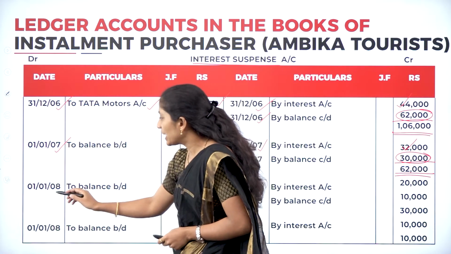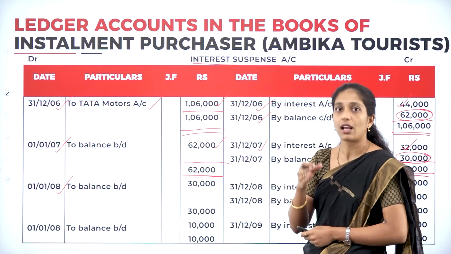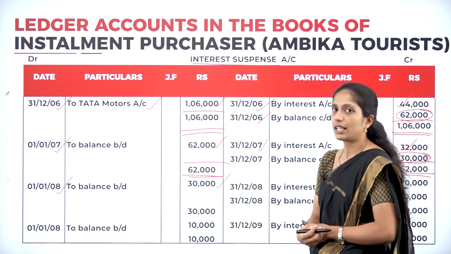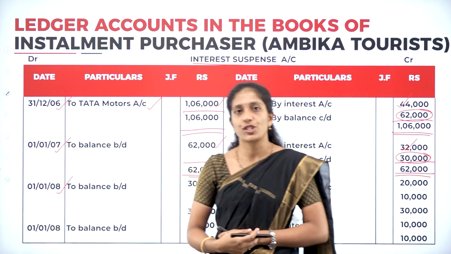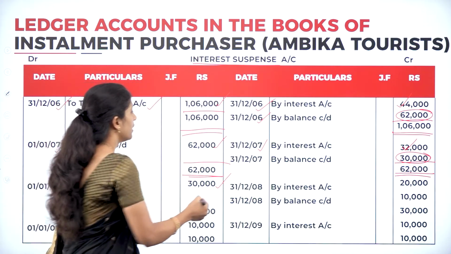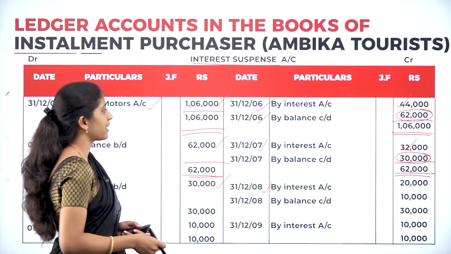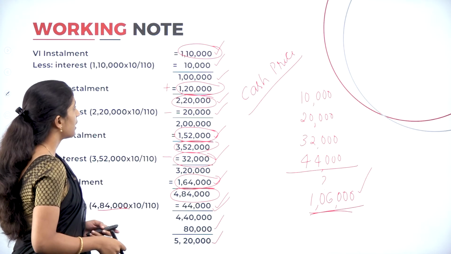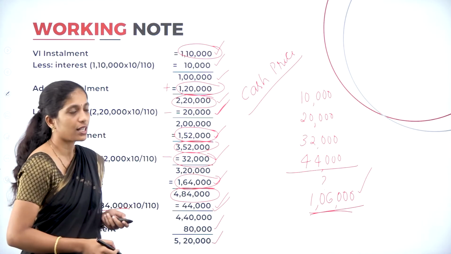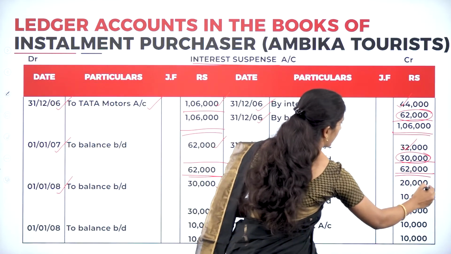Now at the beginning of next year, 1108, to balance brought down. So whatever the amount you have carried down in the previous year has to be brought down. That is 30,000. Next is for interest due. Interest account debit to interest suspense account. So in the third year, 31st 12/08 by interest account. What is third year interest? So if you see the calculation, third year interest is how much? 20,000. So record that 20,000. That is third year interest.